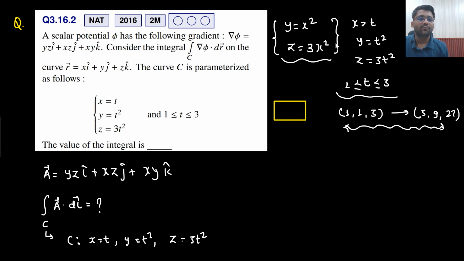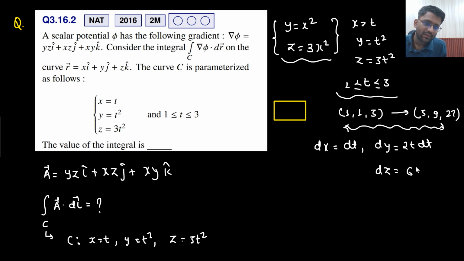Then what we used to do is take everything in one single variable. For that, x equals t, y equals t square, z equals 3t square, and t goes from 1 to 3. This is what I need to do. Here, the value of dx is dt, the value of dy is 2t dt, and the value of dz is 6t dt.